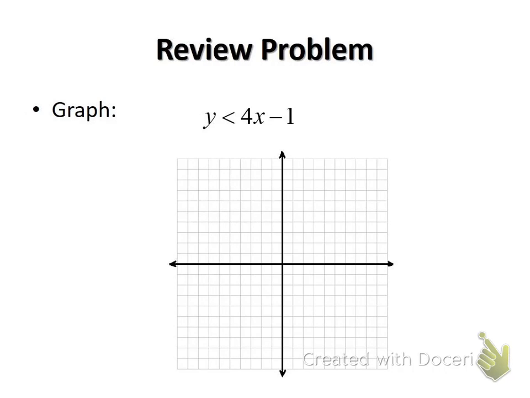Can anyone help me out with graphing this line? Jacob. -1. What about it? Go to -1 on the y-axis. If you need to label your axes, go ahead. We put a point there. That's our y-intercept, -1.